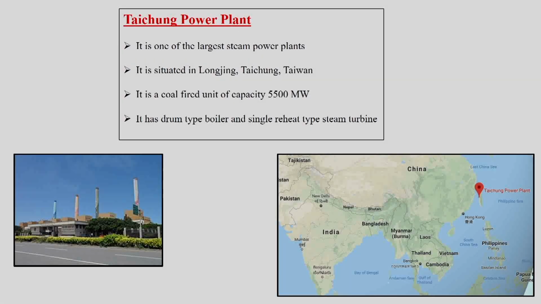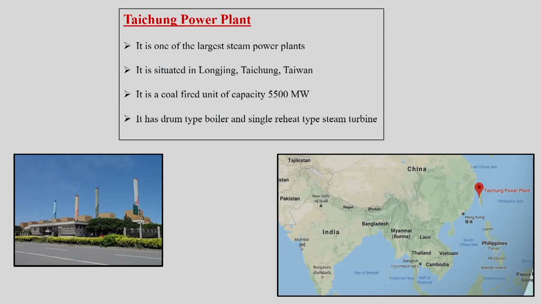Based upon the concept of steam as a working medium for having rotary motion generated, we can see that there are very big power plants, and one such big power plant is in Taichung. This Taichung power plant is one of the largest power plants in Taiwan. It generates electricity of around 5500 megawatt, and it has a drum type boiler with a single reheat steam turbine. So the idea of the largest amount of electricity generated by a steam power plant we can get here: one of the largest steam power plants generates 5500 megawatt of electricity, where coal is the working fuel for this.